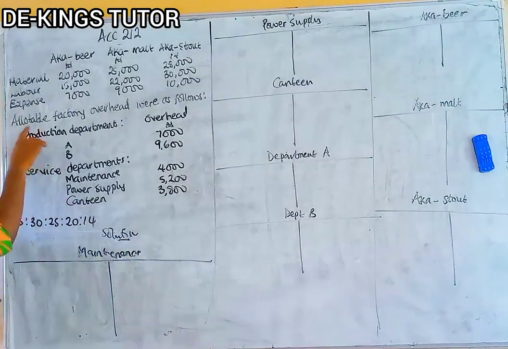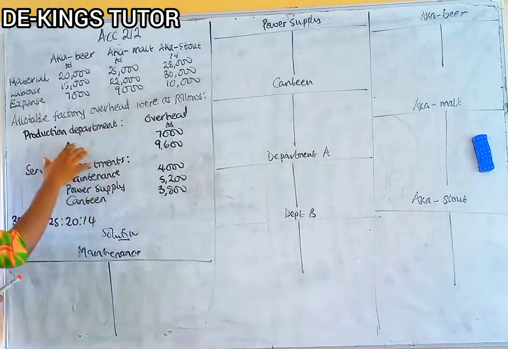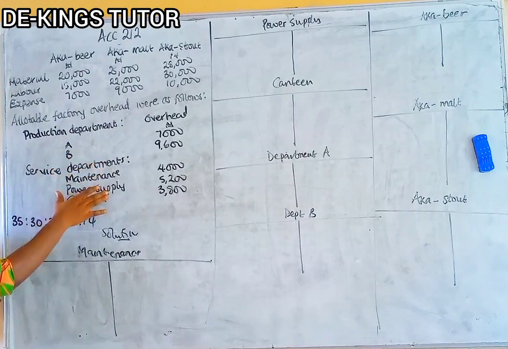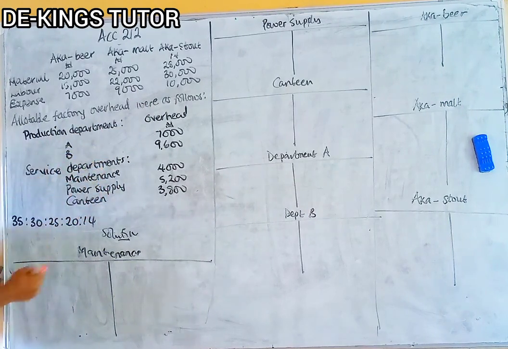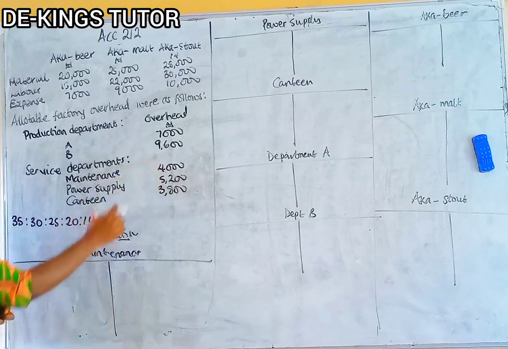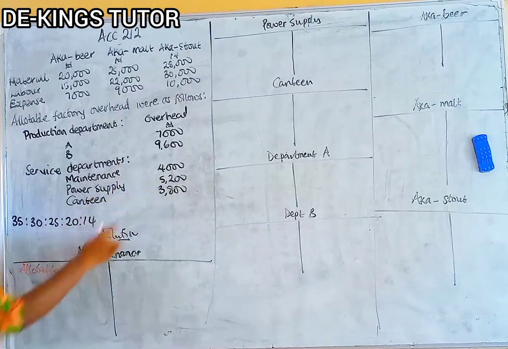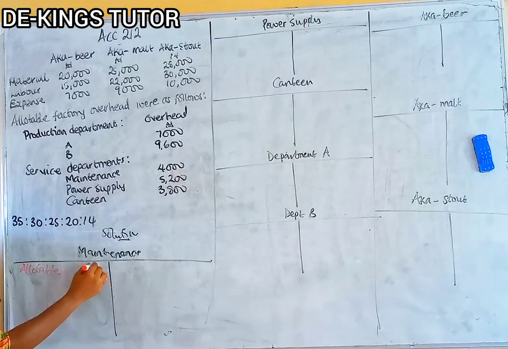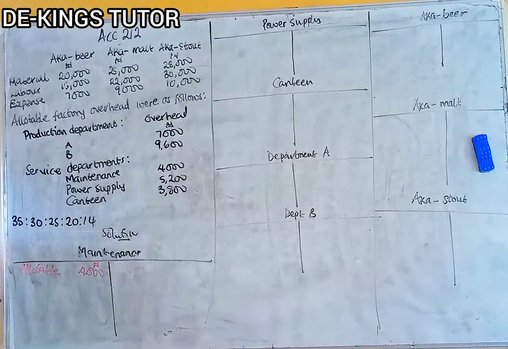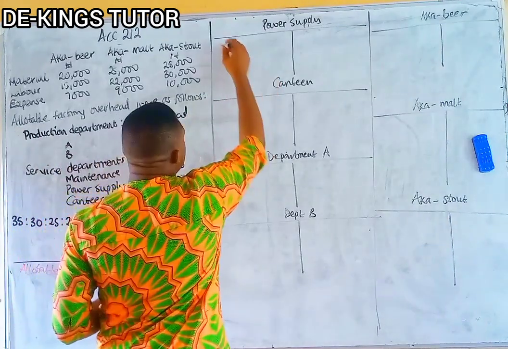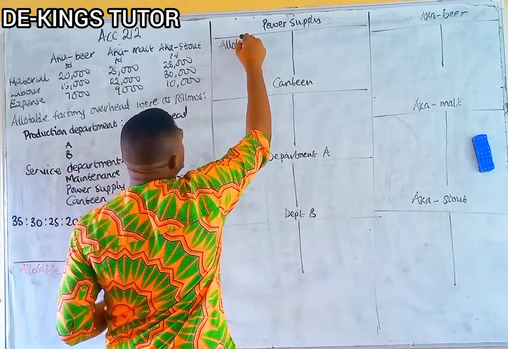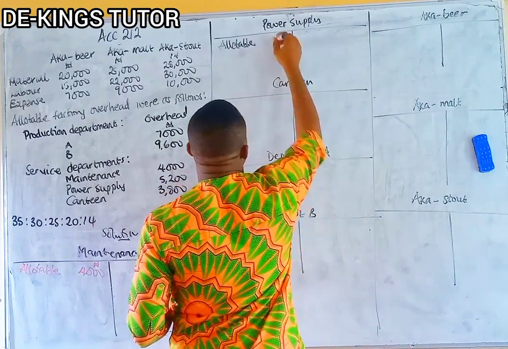Now they said the allocable factory overhead were as follows. This is the production department, and this is service. What they incurred directly. So for maintenance, it is 4,000. Since it was what they incurred, I'll come here and write allocable 4,000 for maintenance. Remember this allocable. The next one is power supply, allocable. How much is it? 5,200.